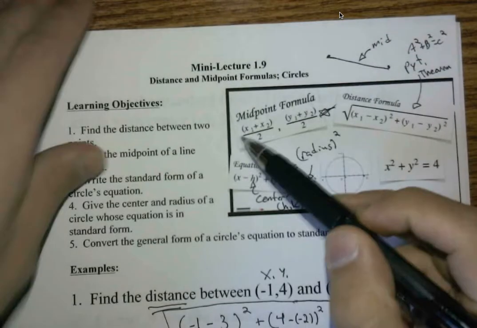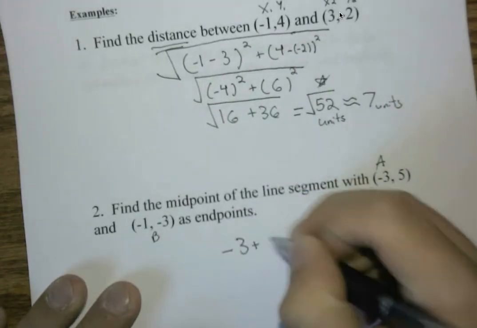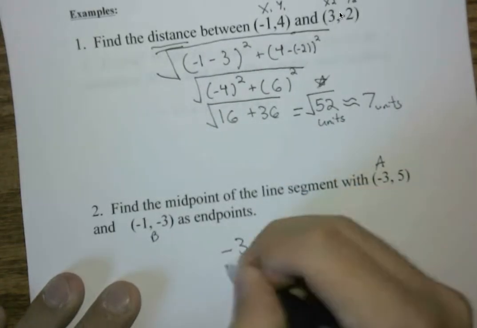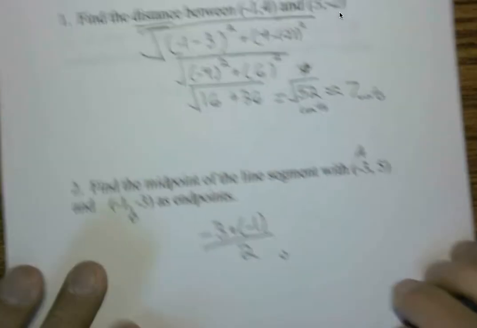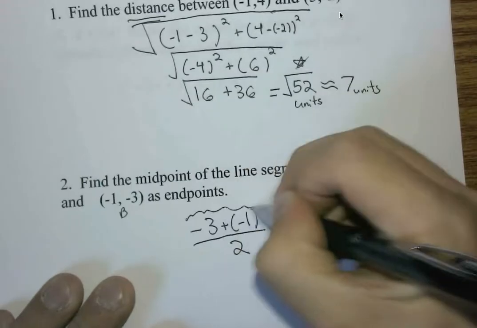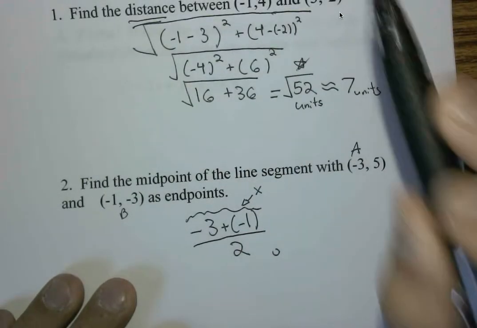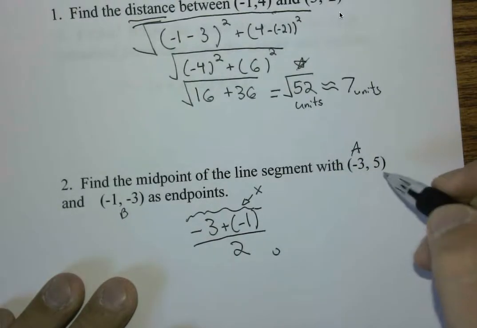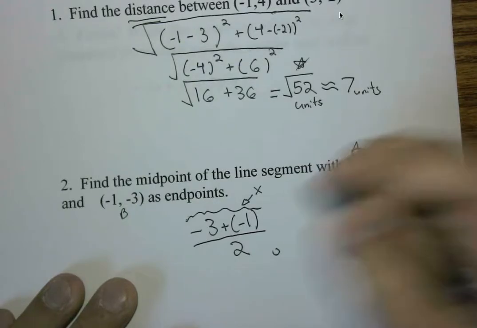This is adding up our 2 x values and taking half of it. So our 2 x values here are negative 3, and we're adding on negative 1. We're taking that for the x coordinate. So this is the x coordinate in disguise. We'll simplify this in a second. The y coordinate is going to be the sum of the y coordinates. So we have the 5.